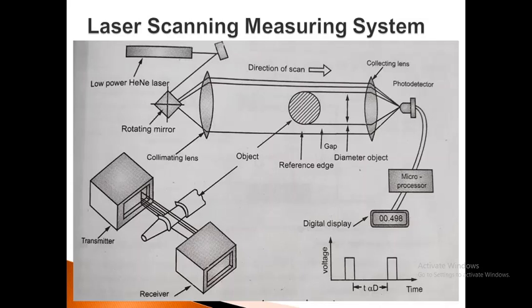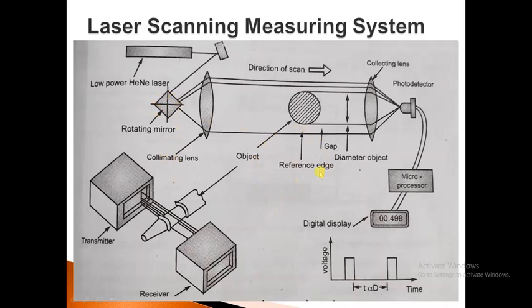The most widely used technique of laser, which is used for inspection and in-process gauging, is known as laser scanning. Here you can see the laser scanning. The laser scanning uses a laser beam deflected by a rotating mirror. You can see the HeNe laser, that is helium neon laser, deflected by a rotating mirror.